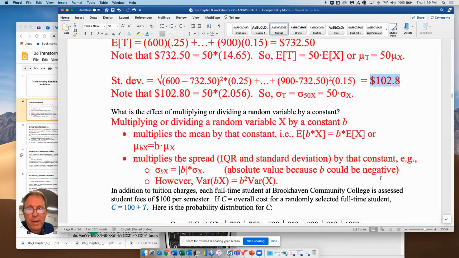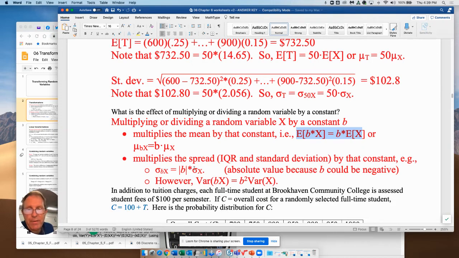So that's why we say when you're multiplying or dividing by a constant b, all I have to do is take the old mean of the random variable X and multiply it by my constant b, and that'll give me the mean of the new variable.